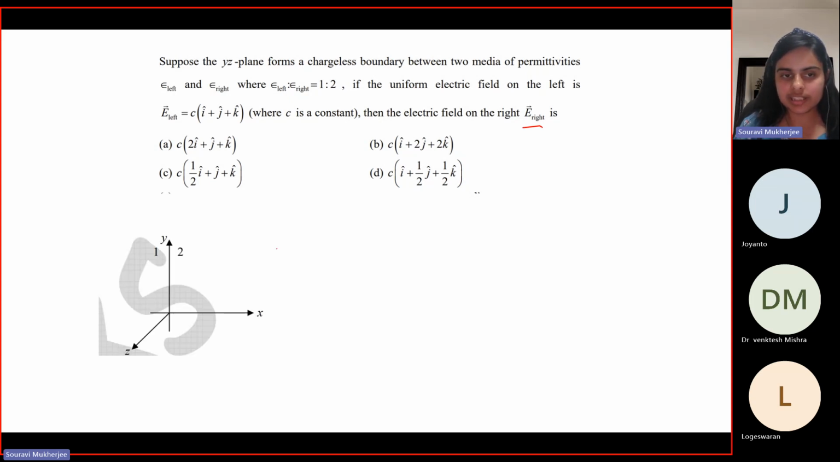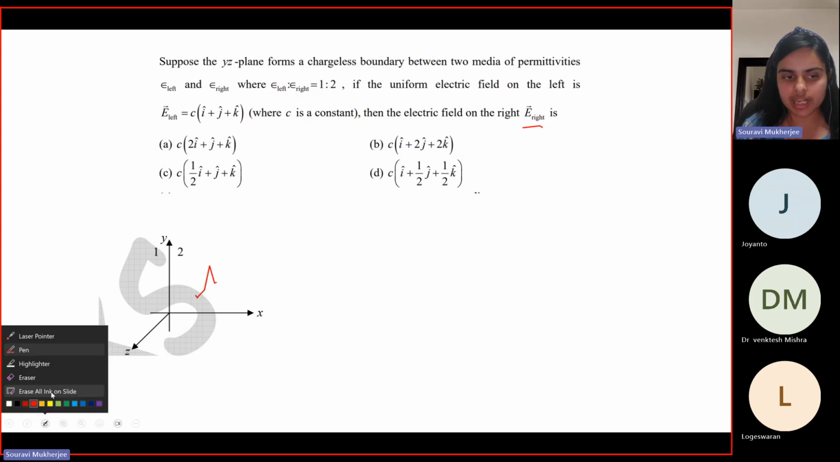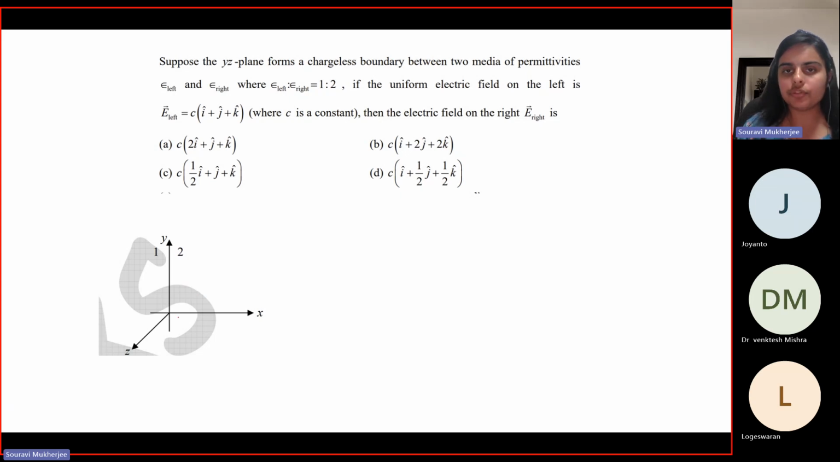So it's something like this, right? You have two media here, medium 1 and medium 2. You know the ratio of the dielectric constants of the two media, okay? And the electric field in one medium is given. You have to find the electric field in the other medium, right? So that is the question that is being asked. So here you have to make use of your boundary conditions, right?